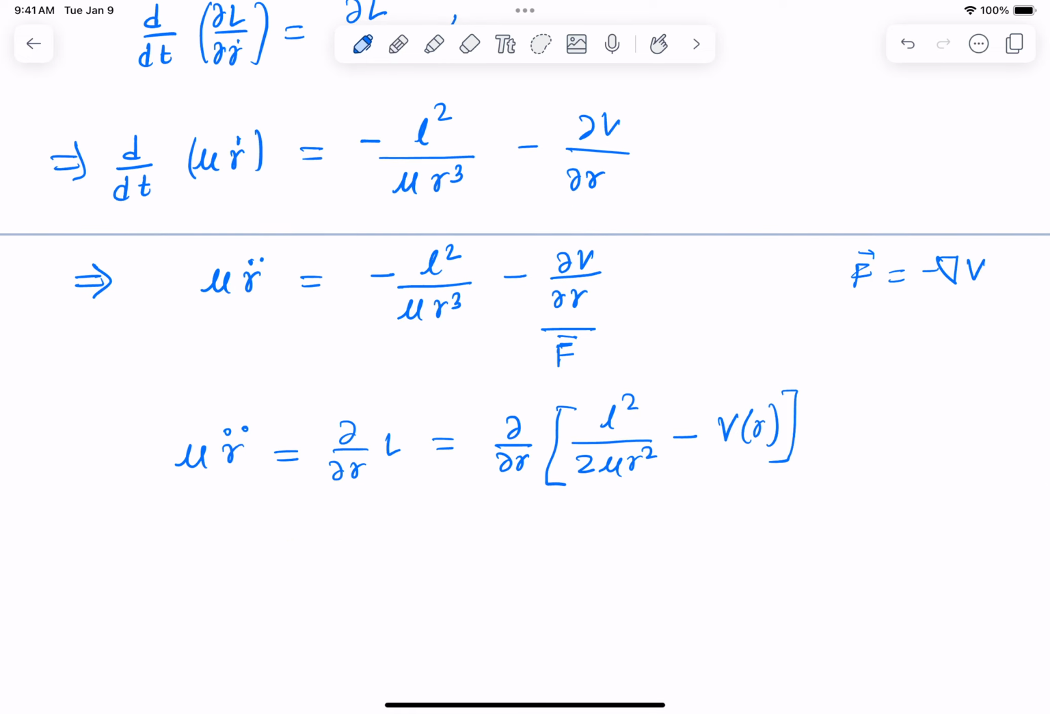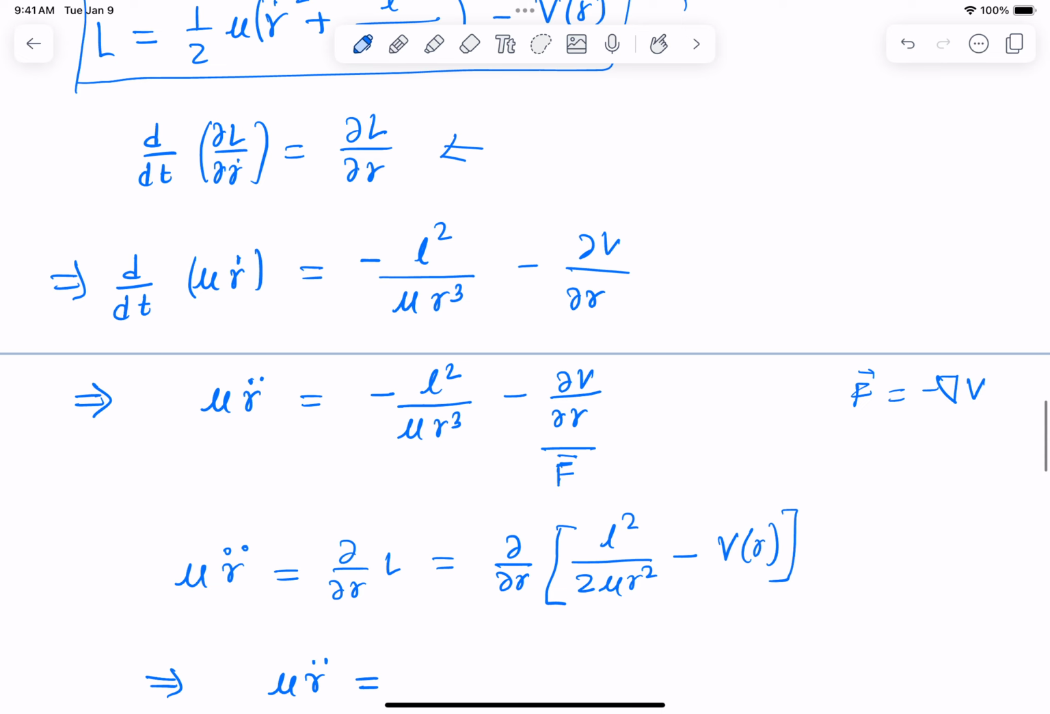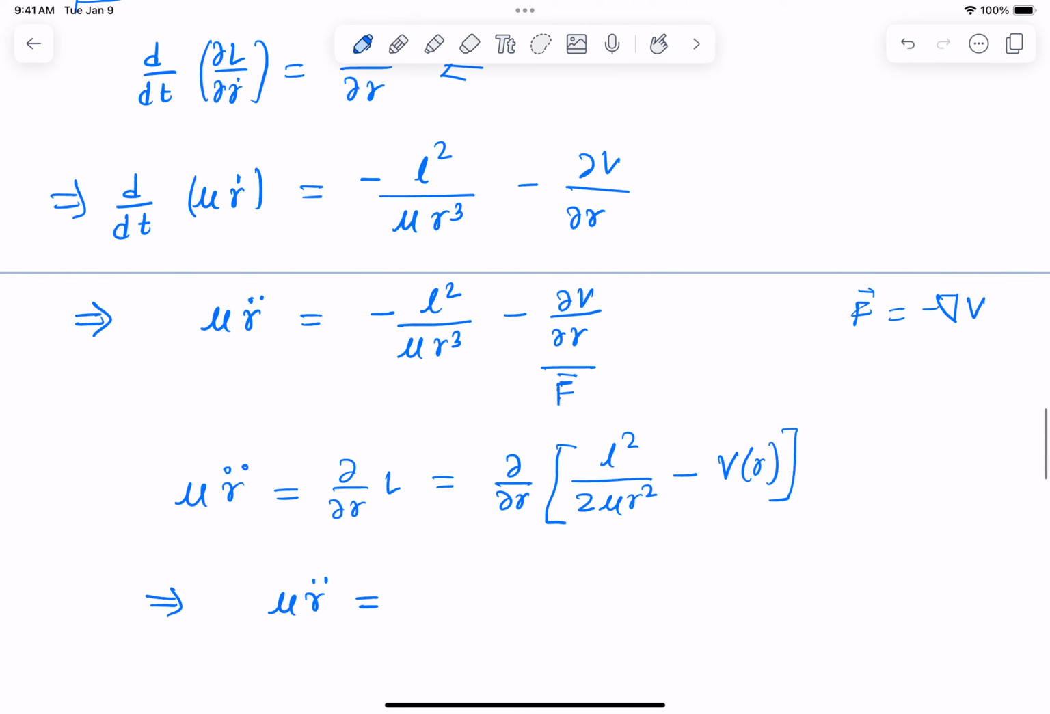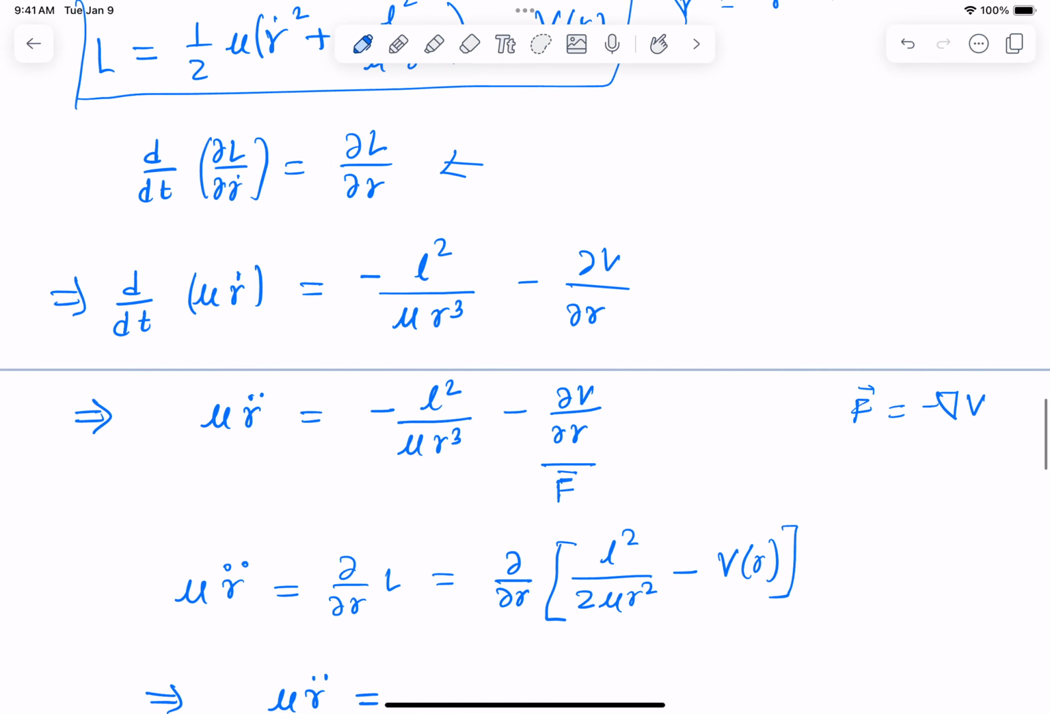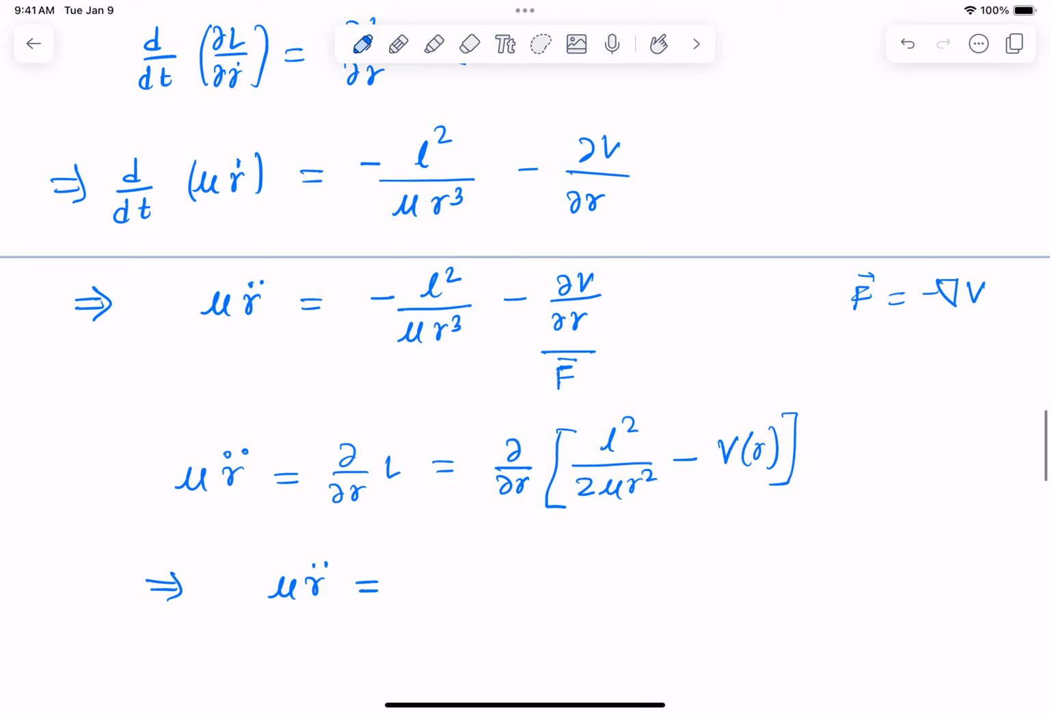Now, in this form, you can see that this is of the form mu r double dot. So that is like mass times acceleration equals the derivative of something, right? Mass times acceleration is the derivative of something. And this would be our force essentially.